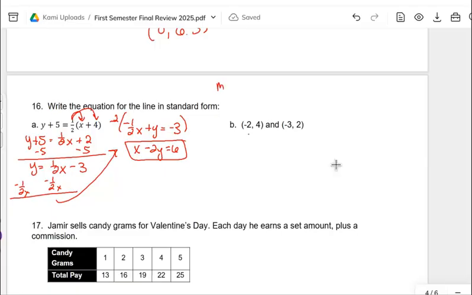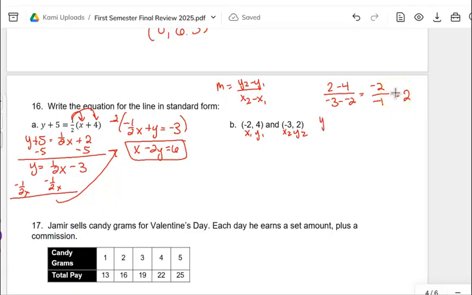So remember, for the slope formula, it's y2 minus y1 over x2 minus x1. So you first have to identify your x1, x2, y1, y2. So I have x1 here, y1, x2, y2. So then I'm going to have 2 minus 4 over negative 3 minus negative 2. This means negative 2 over negative 1, which then is just 2. So my slope is 2.